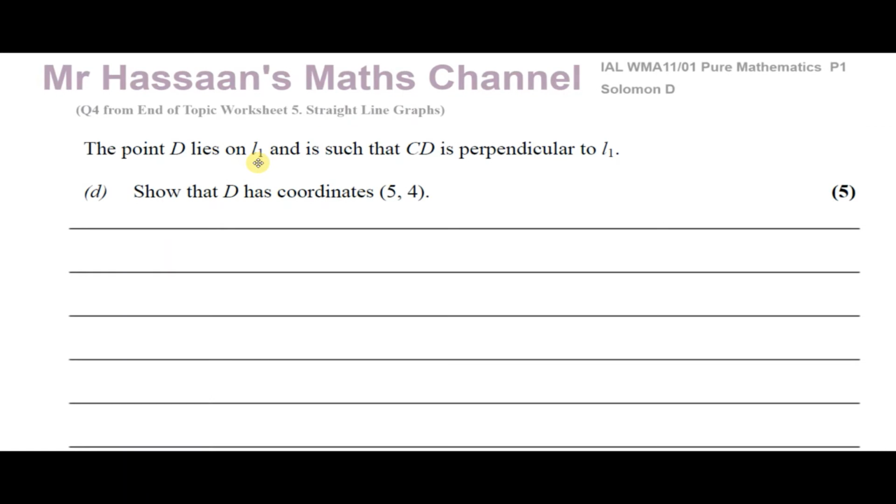So the point D lies on line 1 and is such that CD is perpendicular to line 1. Show that D has coordinates 5, 4. So let's just bring back what we have here. I'll just bring all the information across.